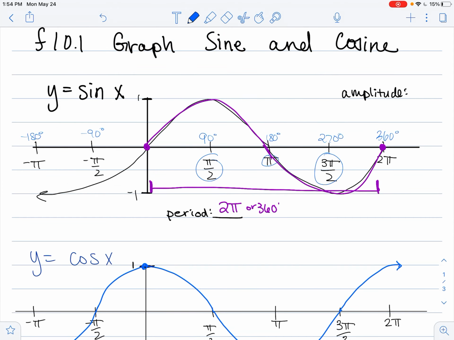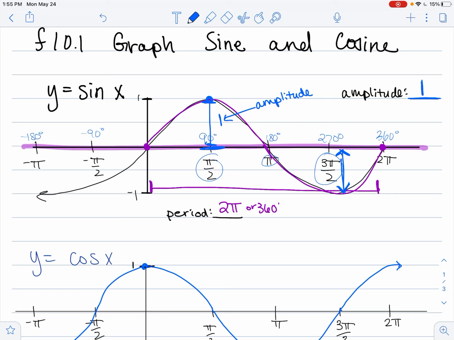And then the other thing I noticed here is that there's something called an amplitude. An amplitude is where we go from that middle axis to the peak. I see the tallest peak to that axis is a difference of 1. So we say that amplitude is 1. And it's also the same distance from this middle line to the bottom, which also shows that amplitude is always positive.